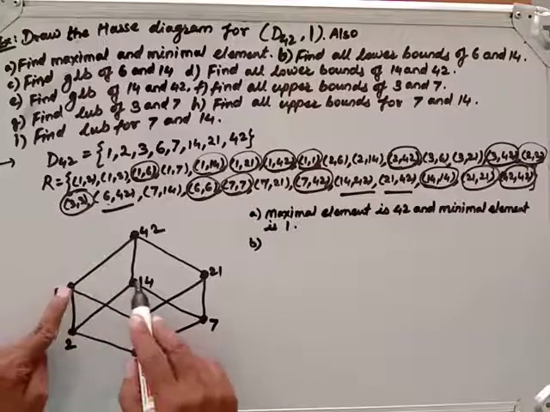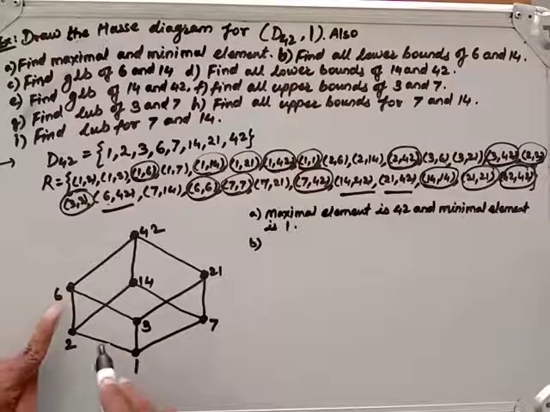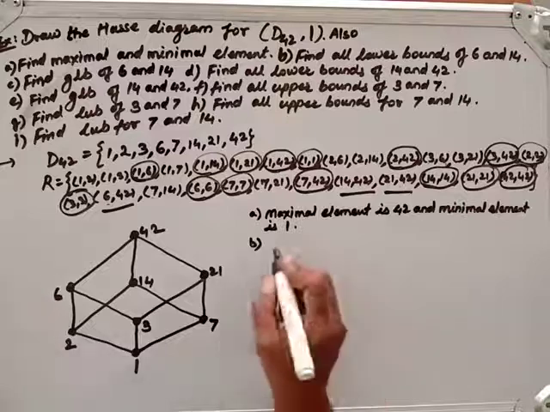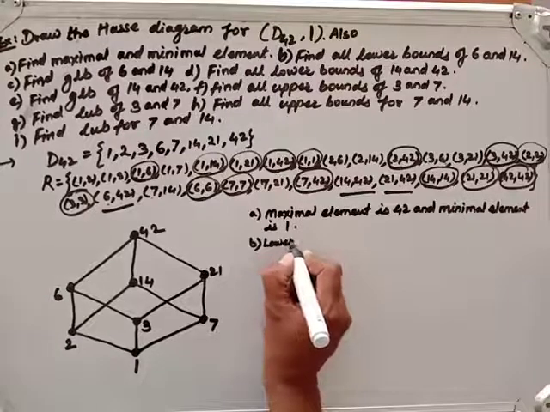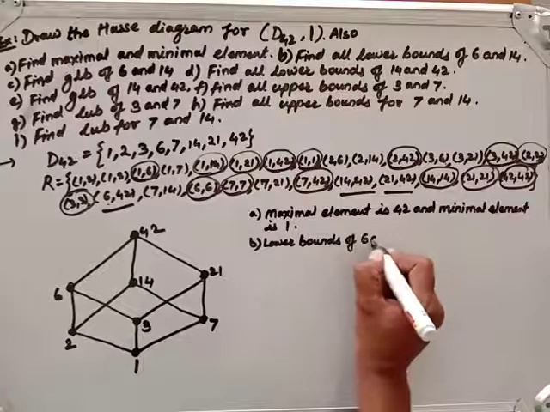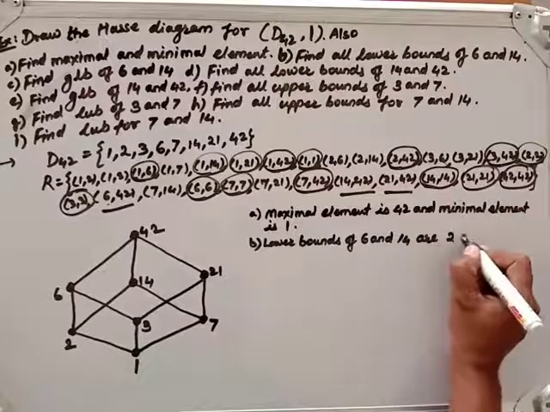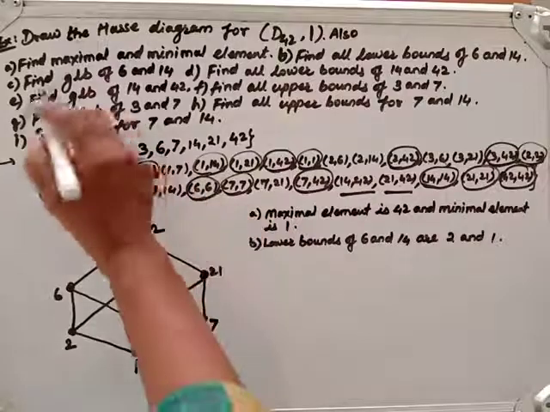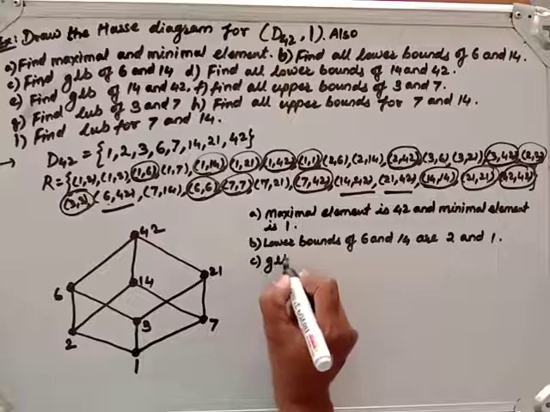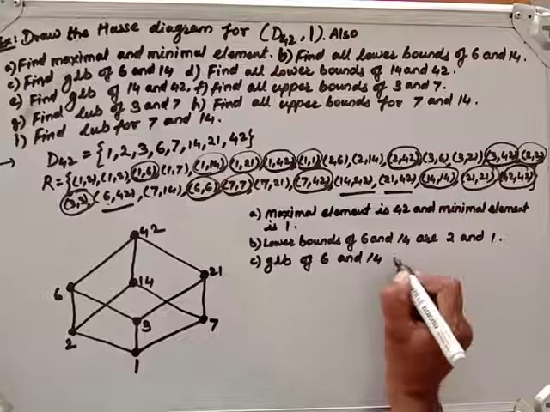Okay. Now second one, find all lower bounds of 6 and 14. Lower bounds of them. The lower bounds of 6 and 14, look at them. These are only 2 and 1. These are related commonly with these. Fine. So lower bounds of 6 and 14 are 2 and 1. What is the greatest lower bound of 6 and 14? Obviously 2.